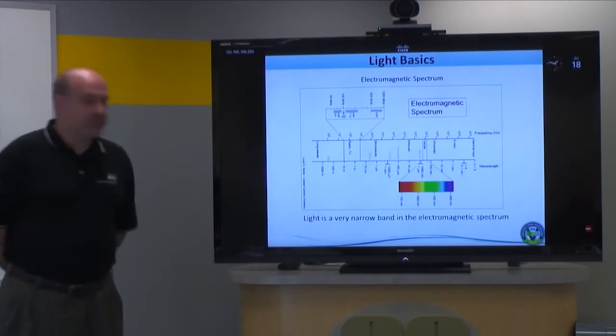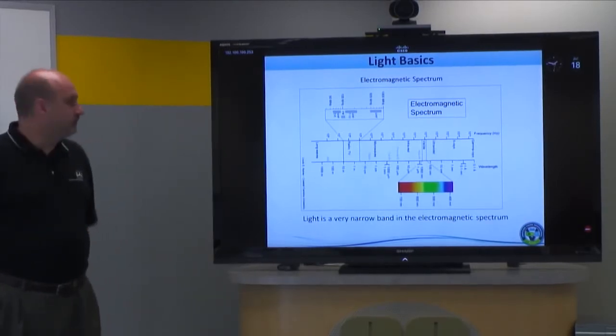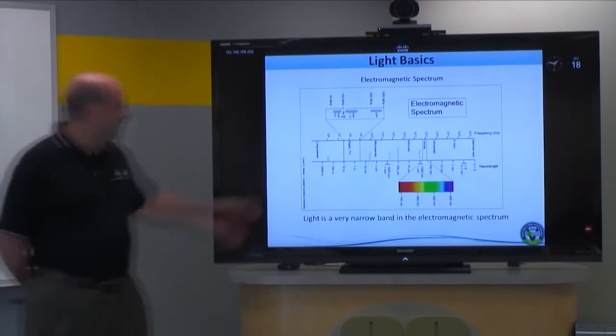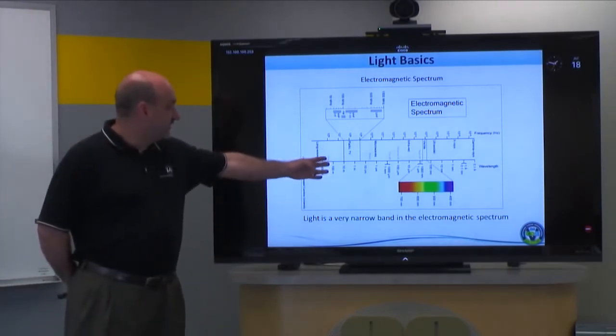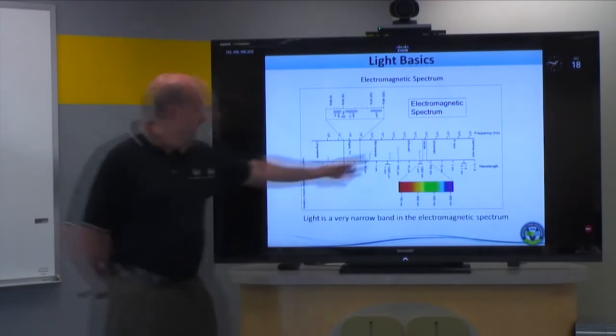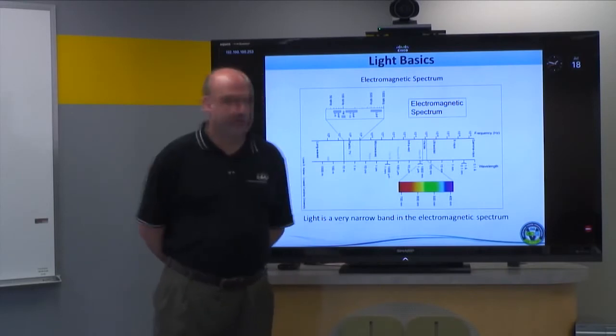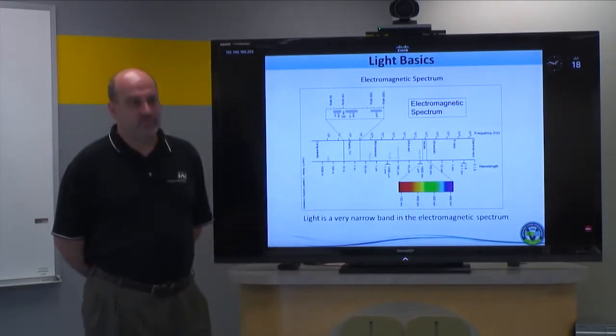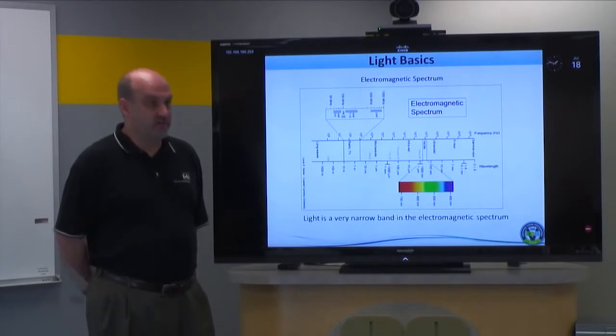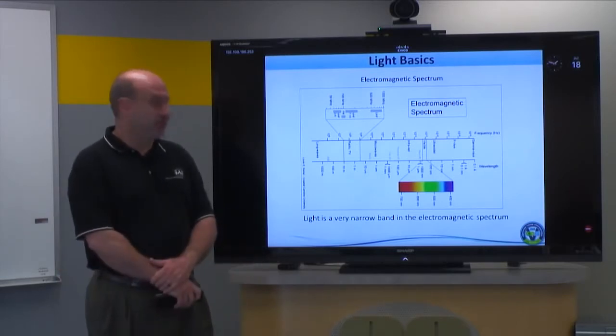Light is a piece of the electromagnetic spectrum, which includes everything from long-wave radio through your TV, microwaves, finally moving into the light, both infrared, visible, and ultraviolet, and continuing on through gamma rays and X-rays. I always point this out because a lot of students don't recognize that light is in fact an electromagnetic wave and the same as radio.